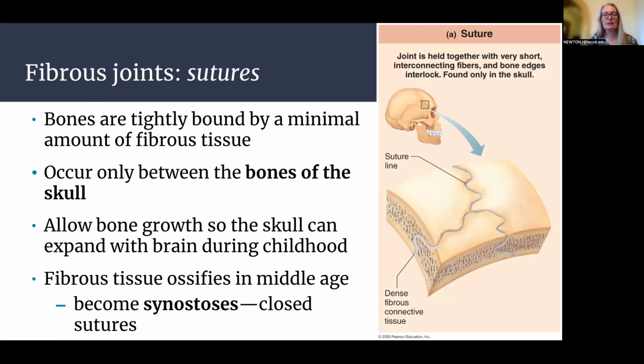So the first type you've already met in the lab. These are the sutures. Sutures are a fibrous joint between bones that are tightly bound by a minimal amount of fibrous tissue. And the only example of these in the body occur between the bones of the skull. So we've already met these when we've looked at the coronal, squamous sutures in the skull.